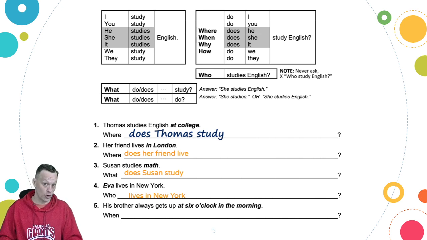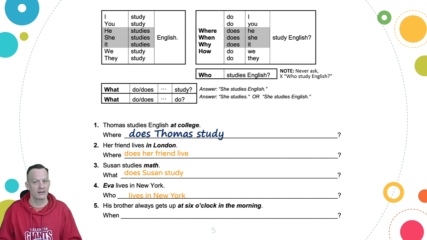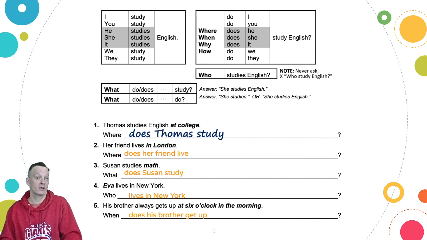It's not a who and it's not what, it's when. The time he gets up. So this is an object question, and we need the auxiliary. And it's when does his brother get up? Or when does his brother always get up? But we can say, when does his brother get up?